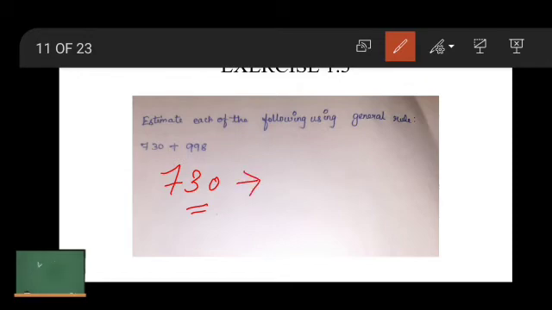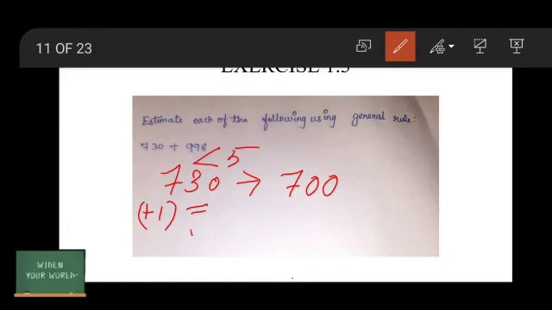If the tens place value is greater than 5, then we should add plus 1 to the hundreds place value. Here the number is less than 5. So what are we going to do? We are not going to change the hundreds place value, and we are going to replace the ones and tens place value with 0.